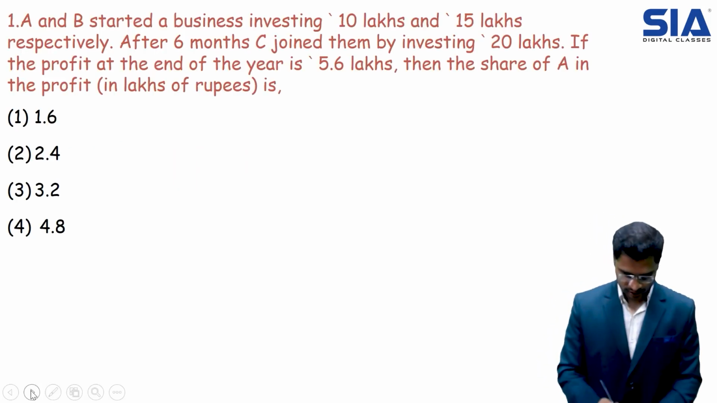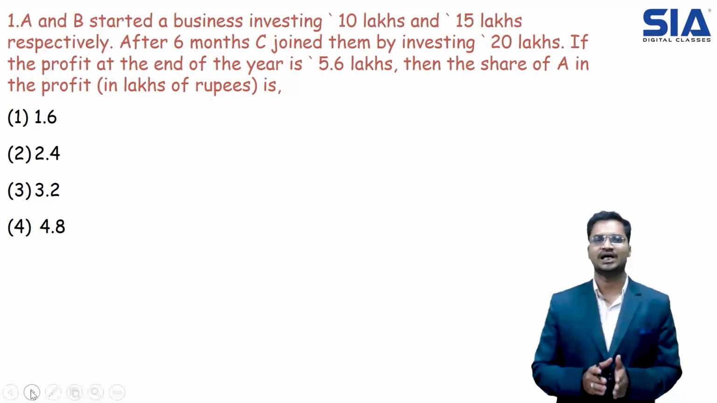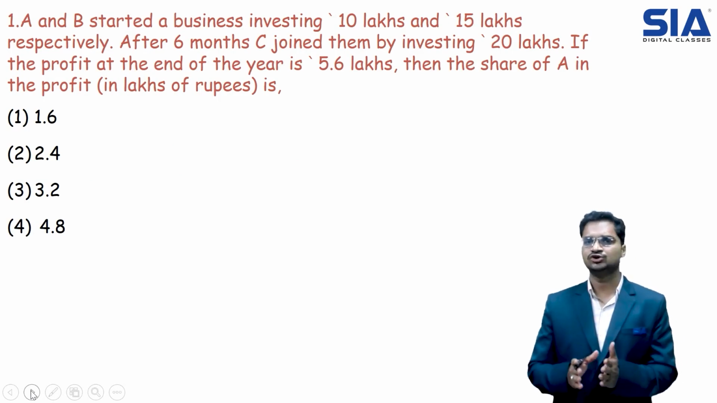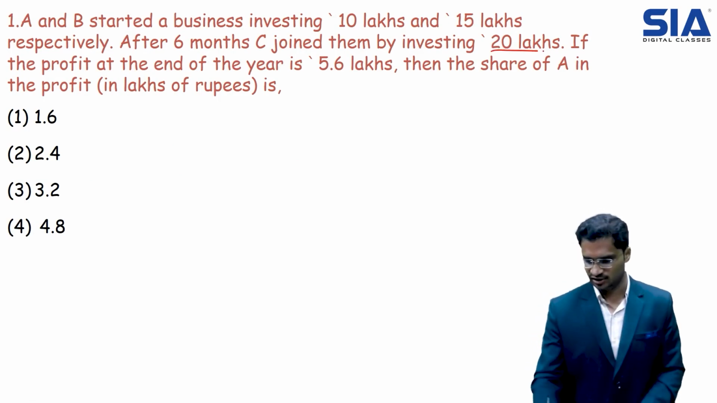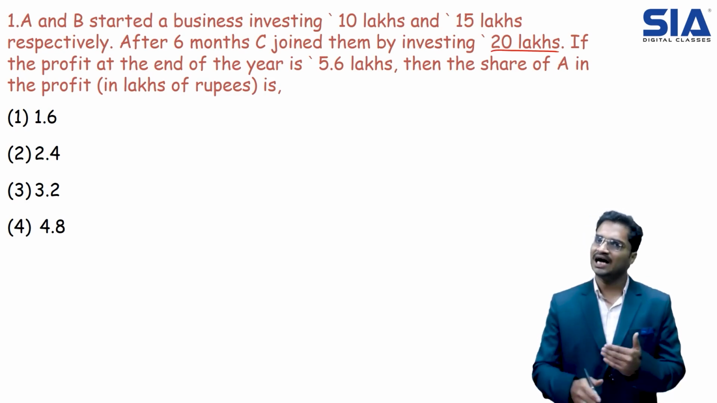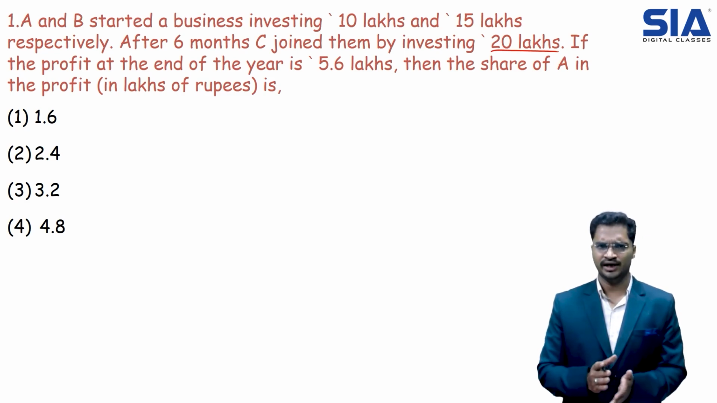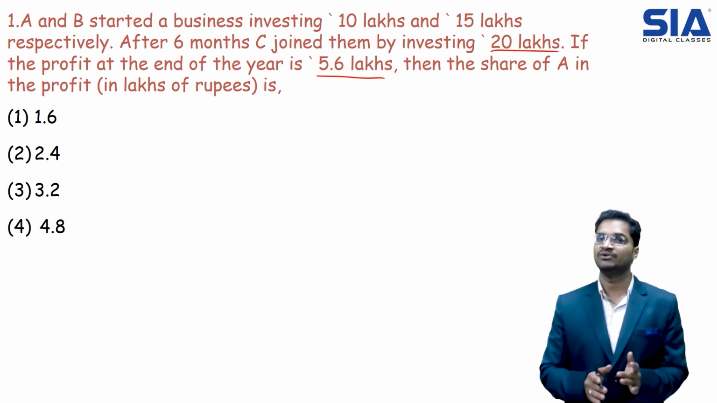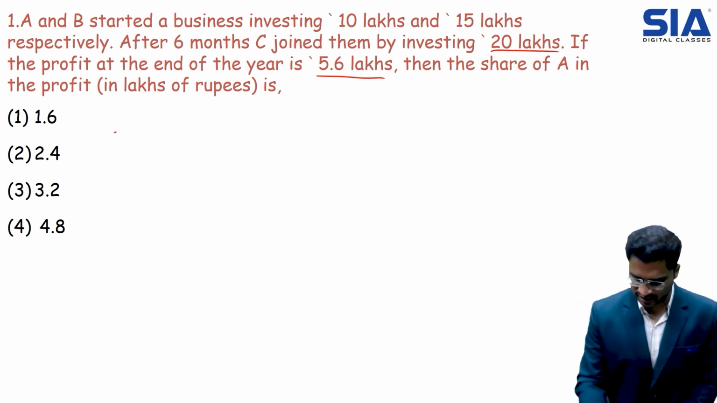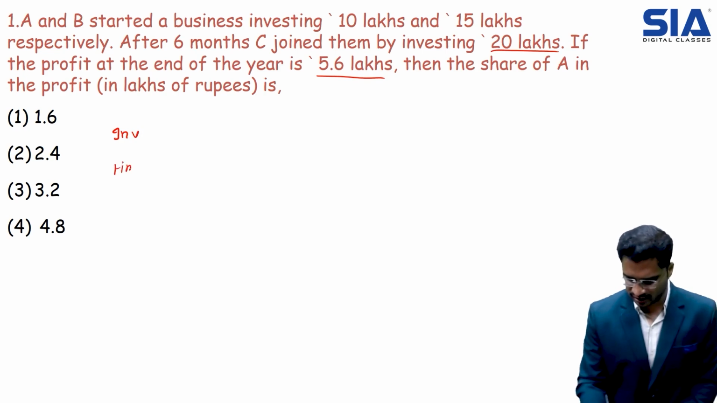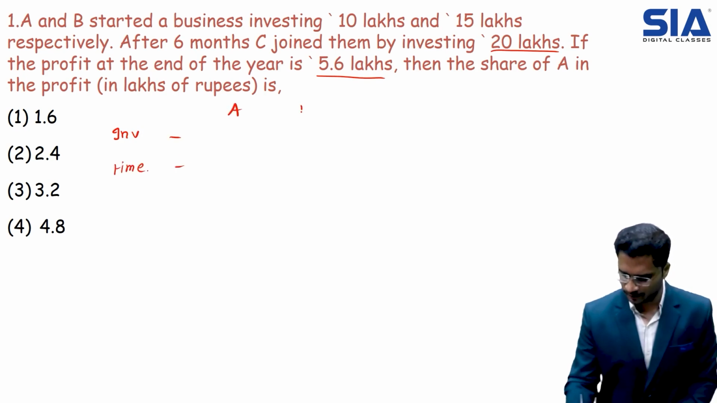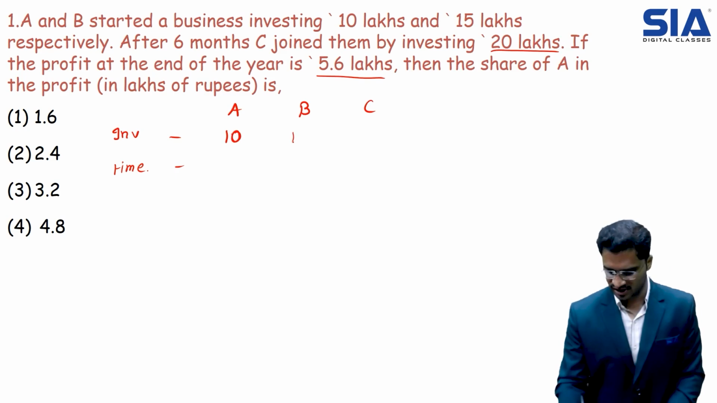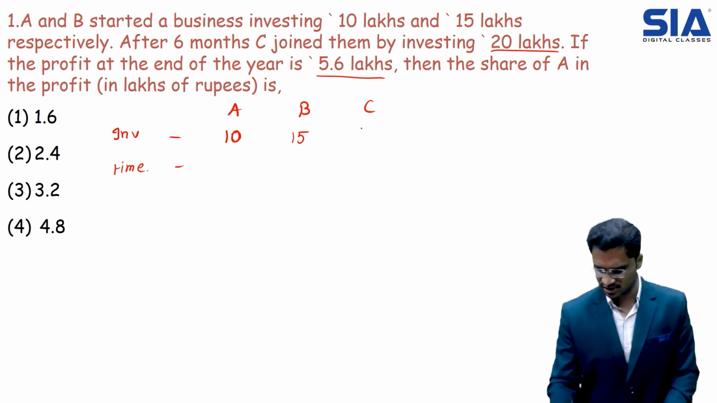So let us start. Our first question says that A and B started a business investing 10 lakhs and 15 lakhs respectively. After 6 months, C joined them by investing 20 lakhs. And the profit at the end of the year is 5.6 lakhs. Now we know that profit sharing ratio can be found out using investment into time. So let us see what the investments and time periods of A, B and C are. The investment of A is 10 lakhs, B is 15 lakhs, and C is 20 lakhs.